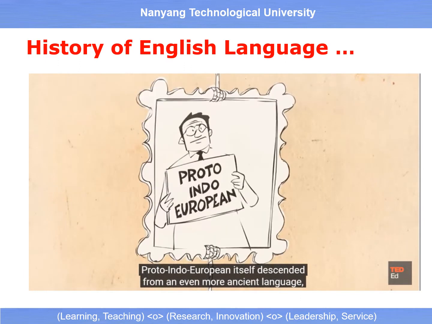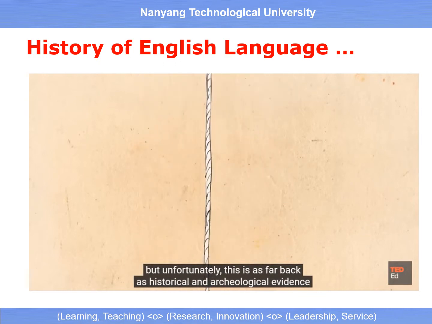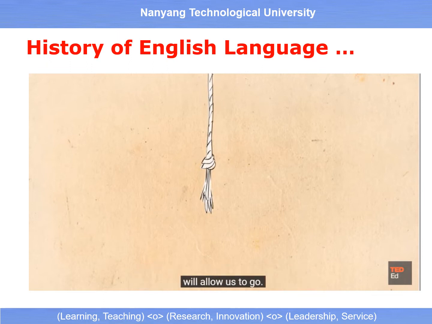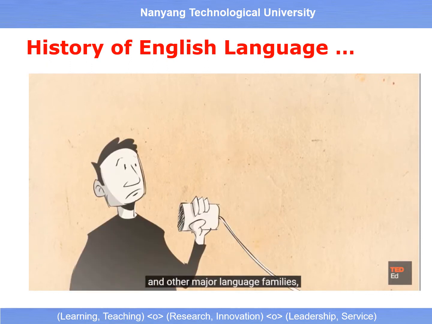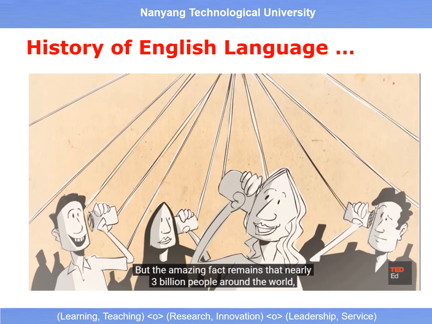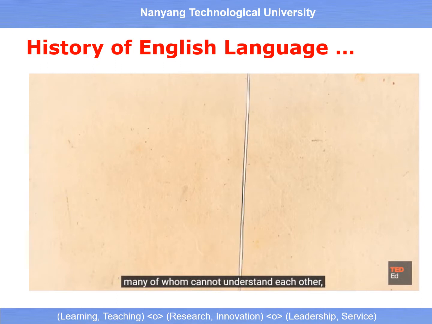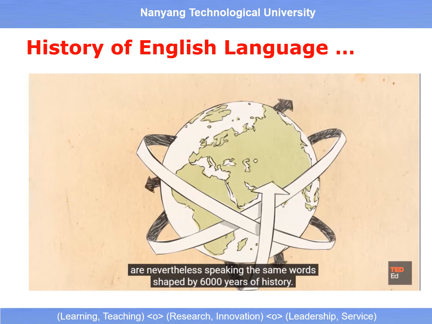Proto-Indo-European itself descended from an even more ancient language, but unfortunately, this is as far back as historical and archaeological evidence will allow us to go. Many mysteries remain just out of reach, such as whether there might be a link between Indo-European and other major language families, and the nature of the languages spoken in Europe prior to its arrival. But the amazing fact remains that nearly 3 billion people around the world, many of whom cannot understand each other, are nevertheless speaking the same words shaped by 6,000 years of history.